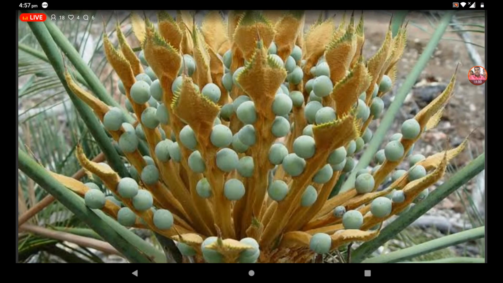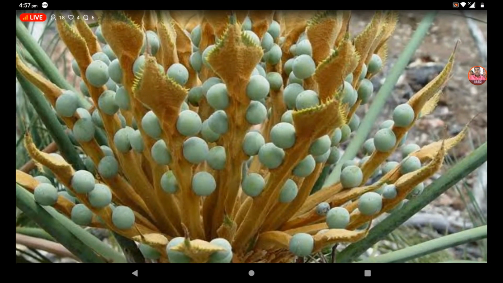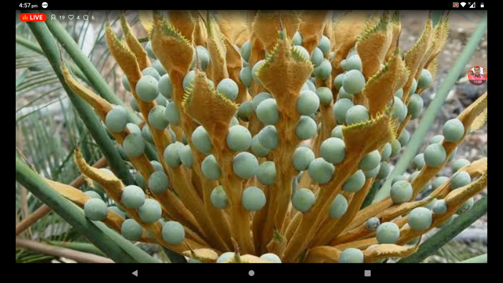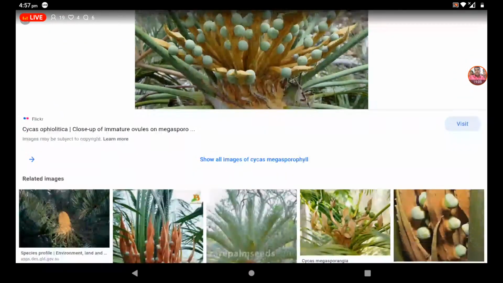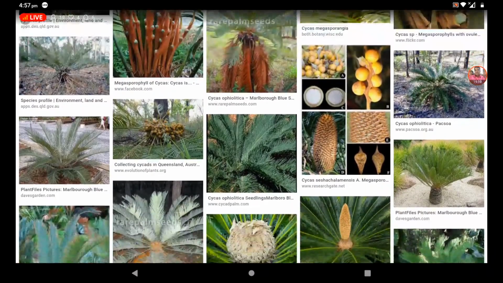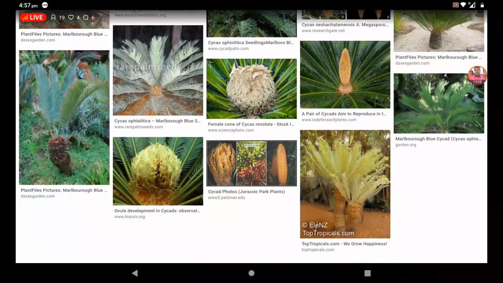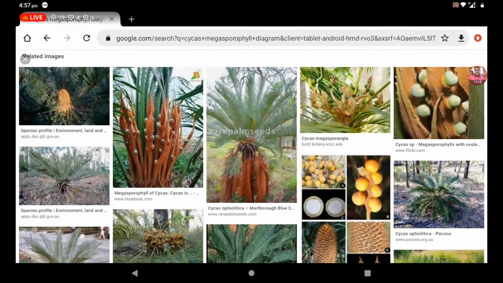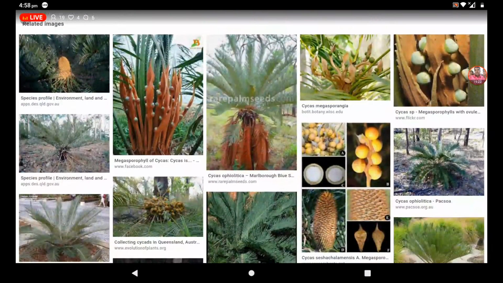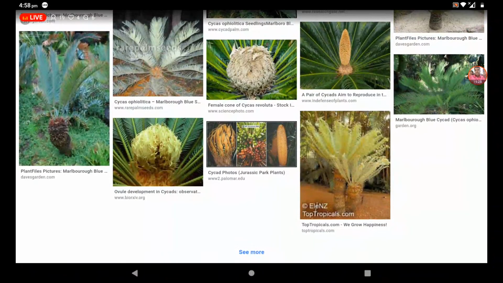So megasporophyll. Now if we take one, each one is a megasporophyll. In each megasporophyll, megasporangiums are present. So these megasporangiums only become seeds. So naked seeds are formed. If we take a single megasporophyll, a single one, we can also understand somewhat clearly.